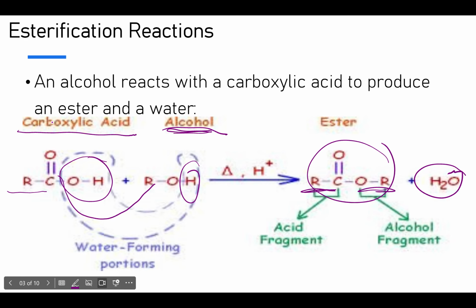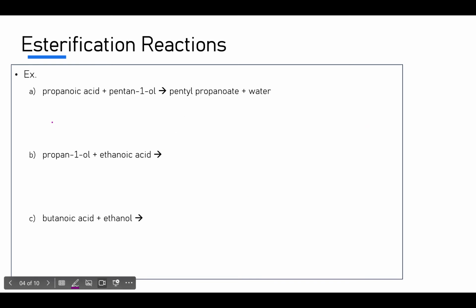This information above the arrow is just implying that there is a catalyst present, and this time it's going to be an acid. When we're taking a look, here's a few examples. So the first one's done for us. Propanoic acid with pentan-1-ol to make pentyl propanoate plus water. So let's go ahead and draw out the next one.